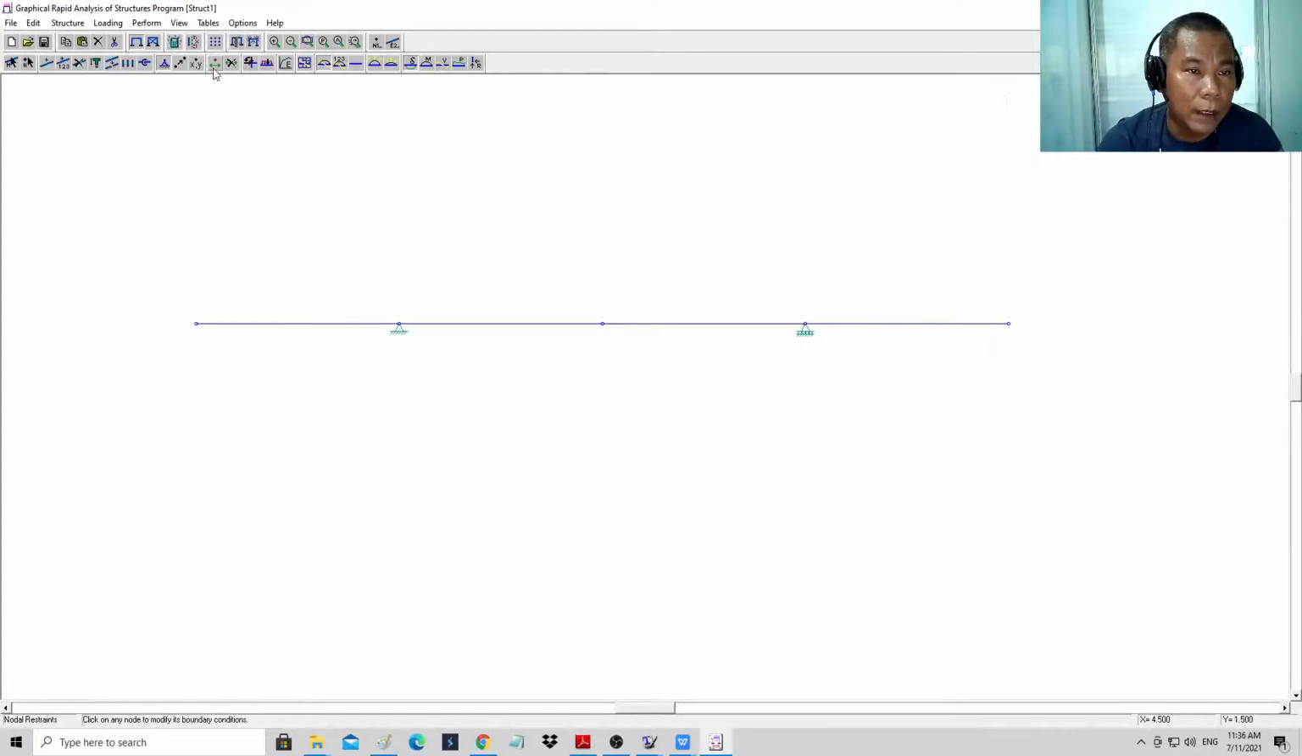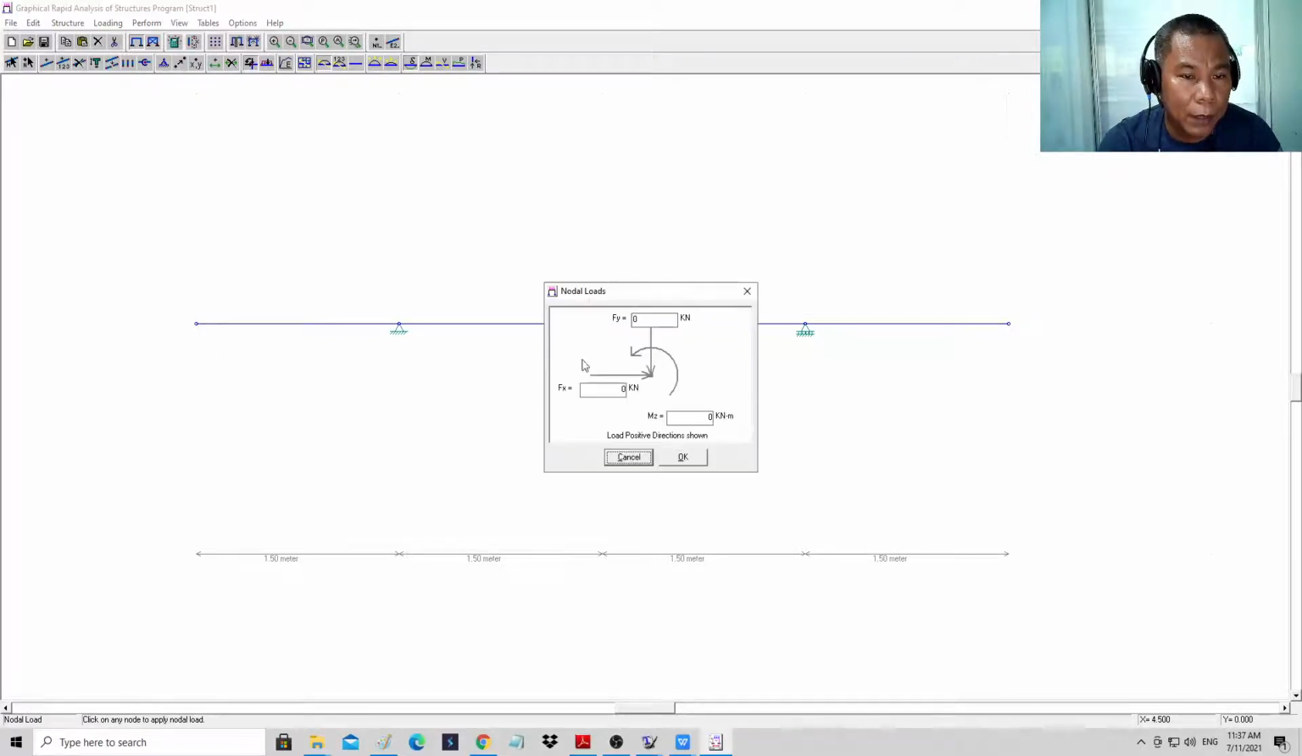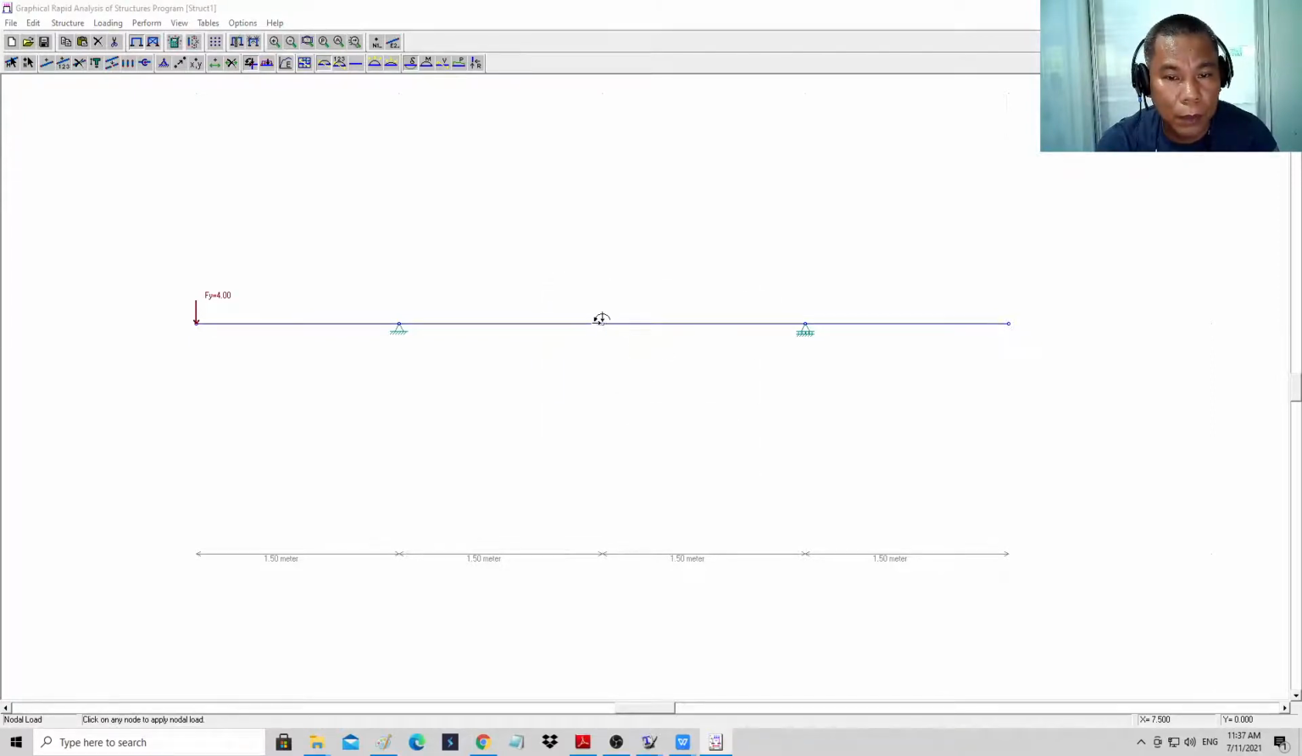Assuming or looking at the dimensions, you can just use this add dimensions line, click on the joints. Sorry for that, I will have to do it again. Click here, that's 1.5, and then 1.5, 1.5, and 1.5, and then we can add the loading here. We have 4 kips or 4 kilonewton actually, 4 also here.